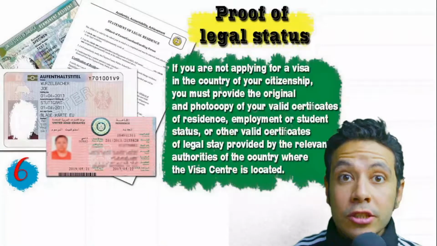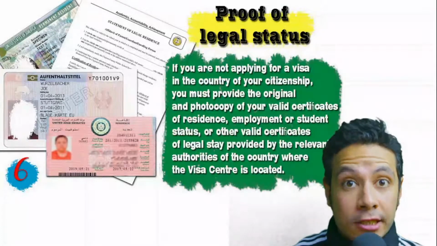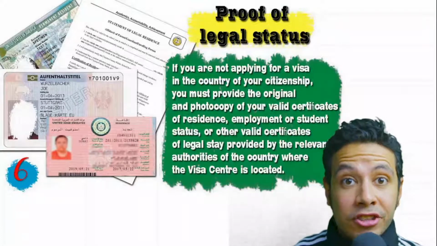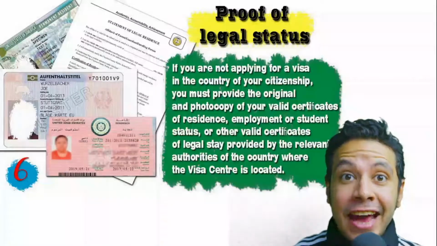In some certain cases, you might be applying from a country different than your own country. At that moment, you will need to provide a proof of a legal status, which is a certificate of legal residence in this country. And in some cases, a valid residence visa for this country can be also accepted.